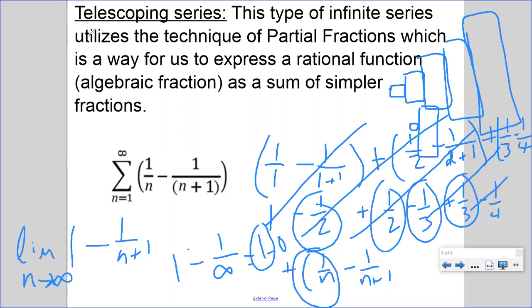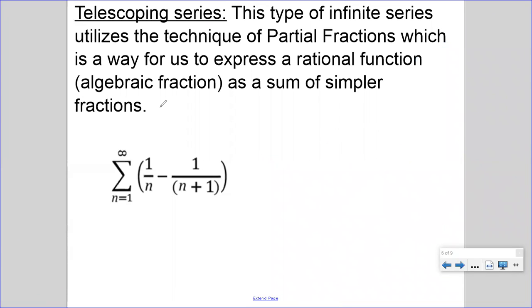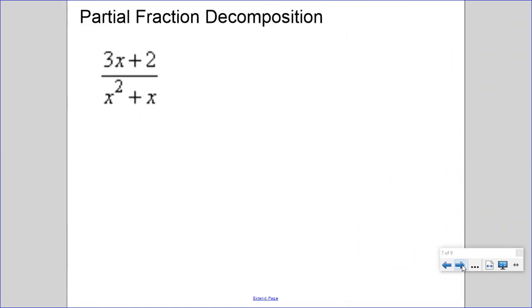So the sum of any telescoping series is also always 1? No, not even close. Just you wait. This is just one example of a telescoping series. Let's try the next one out.